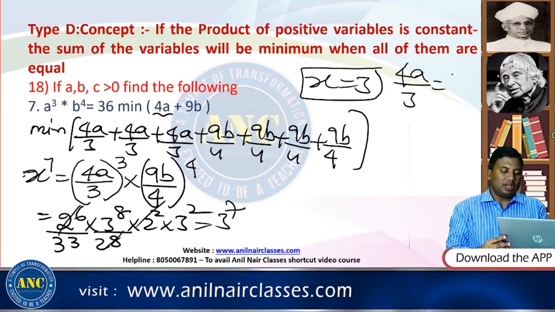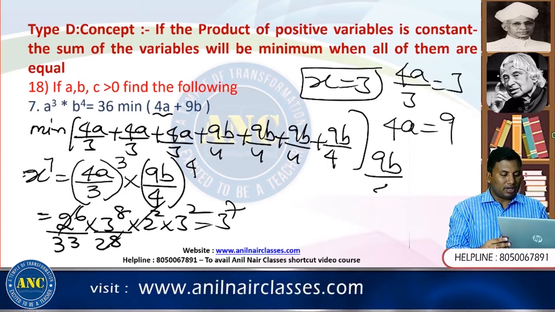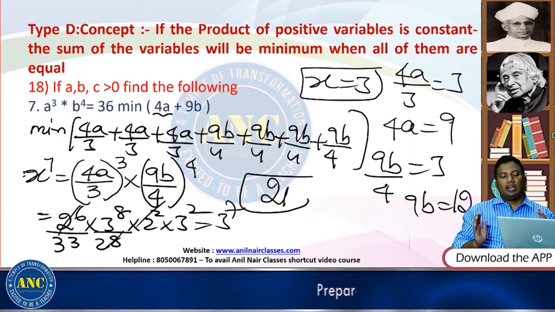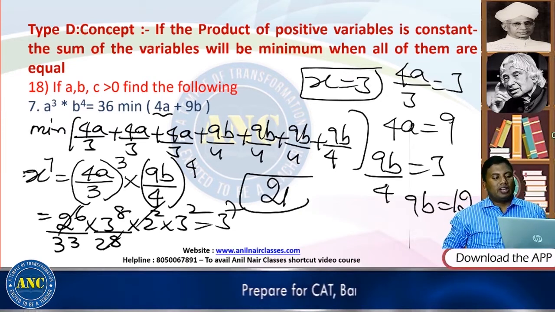What is x value? 4a by 3 is 3, so 4a is 9. 9b by 4 is 3, so 9b is 12. Answer is 9 plus 12, 21. I hope it is clear, right? 9 plus 12 is 21.